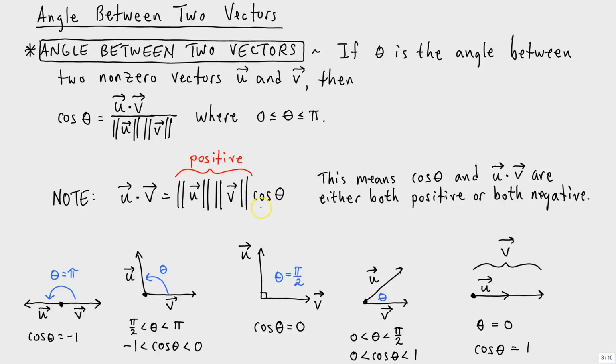Now what if the angle is 0? If the angle is 0, then cosine of 0 is 1, and our dot product would be positive. Basically that would just mean that the vectors, in standard position, would lie on top of each other. So they're parallel.